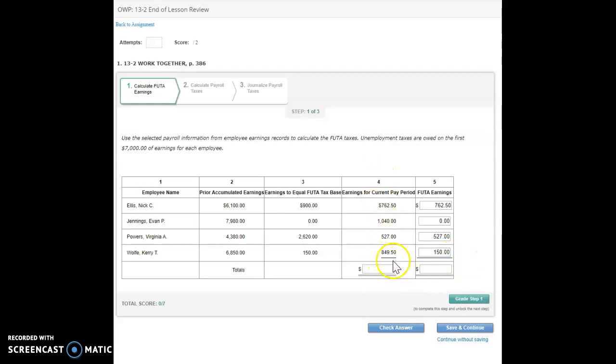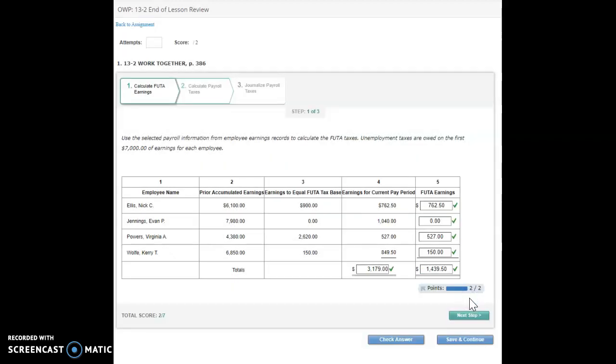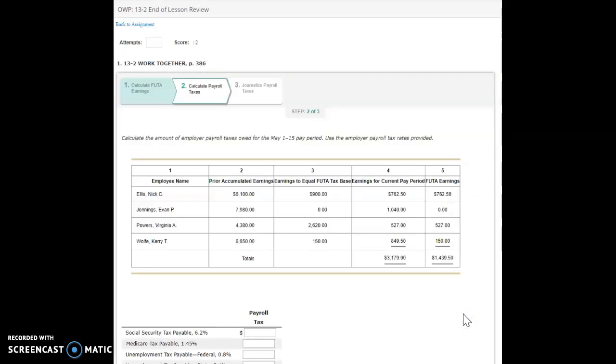And now we're going to calculate the totals. So we're going to add up the earnings because we're going to need that to calculate some taxes on the next one. So here I'm going to get 3,179. And then I'm going to total the FUTA earnings. Again, because we will need this total to calculate some of the taxes on the next part. And here I get 1439.50. Grade step 1 and move on to the next step.